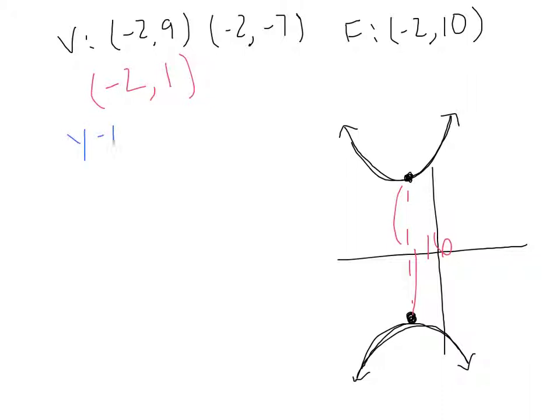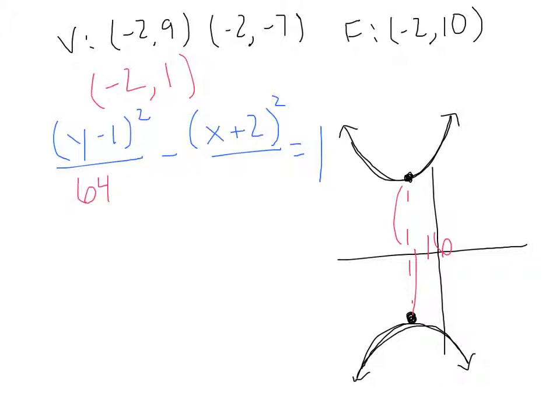y minus k squared over something minus x minus h squared over something equals 1. We can actually find one of those somethings too. We know the distance from the center to the vertex. That's going to be 8. We just talked about it. And so 8 squared is 64, and we have the denominator of our first fraction. We found all of this information only using half of what we were given.